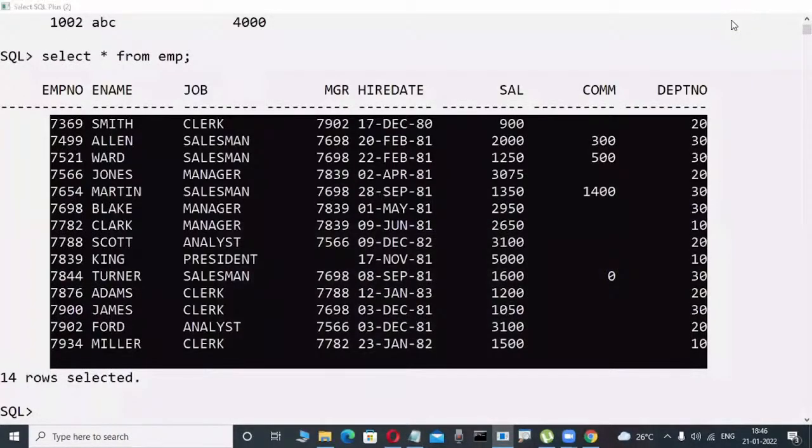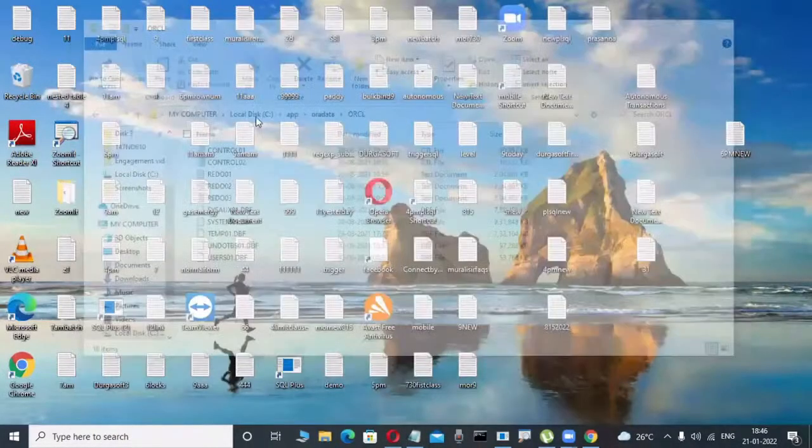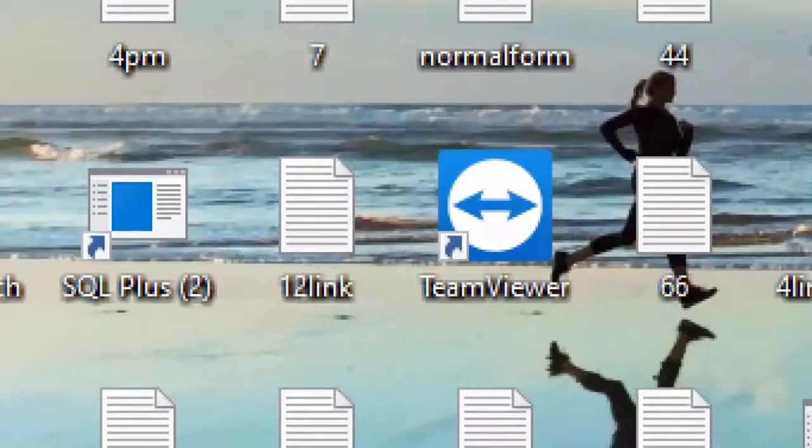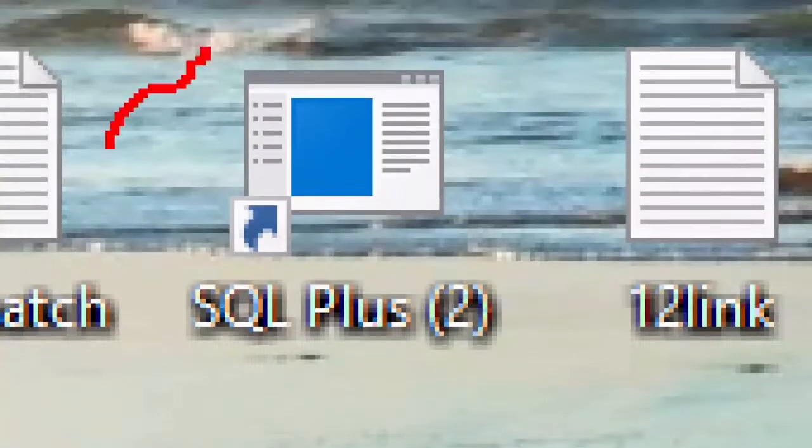Now check it out. Observe it here. Suppose on the screen, does anybody observe what this one is? Something is there on my screen, maybe.